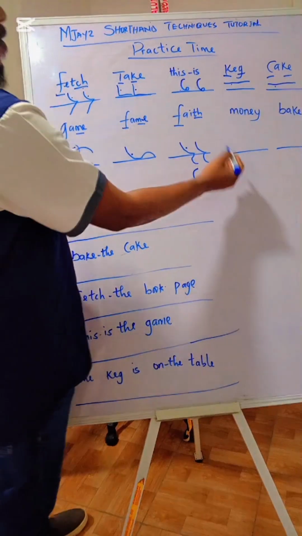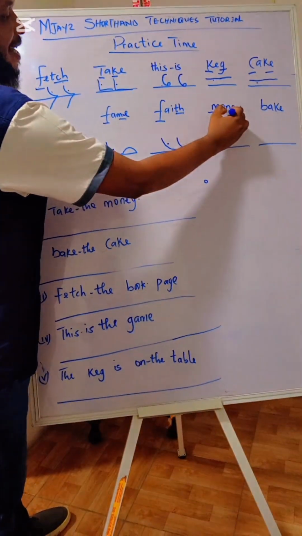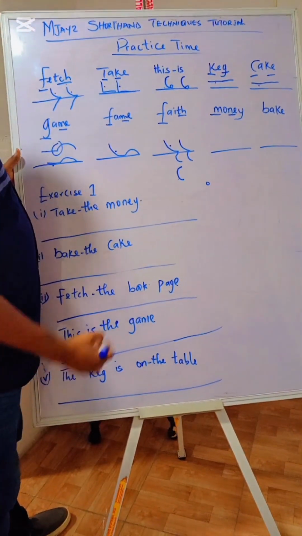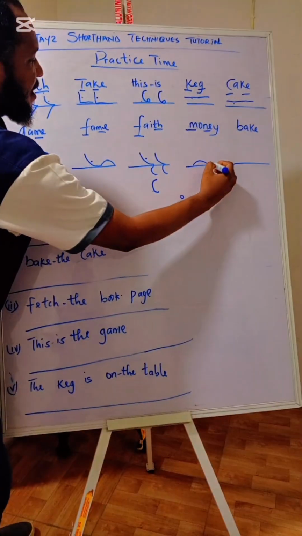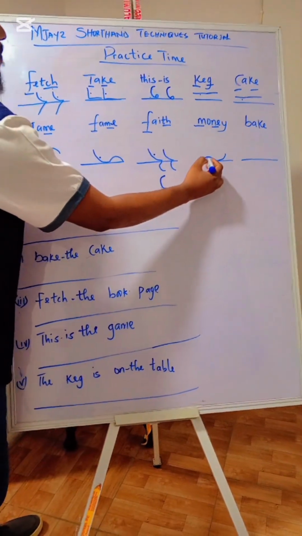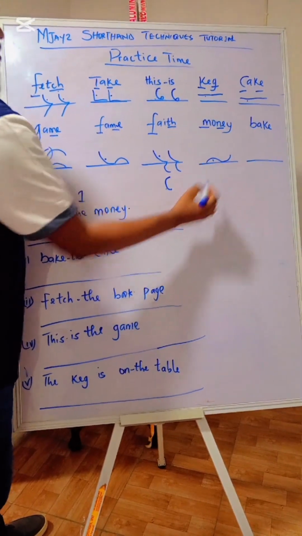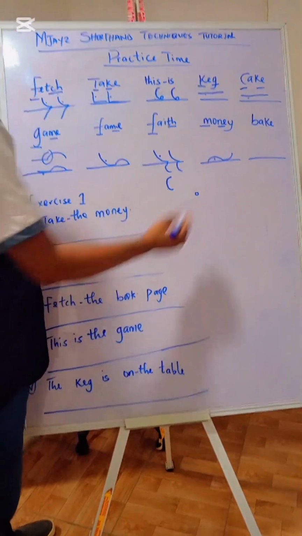Then we have the next one, which is morning. That is m and n, and that is the major consonant here. So you have m and n joining together. Morning.